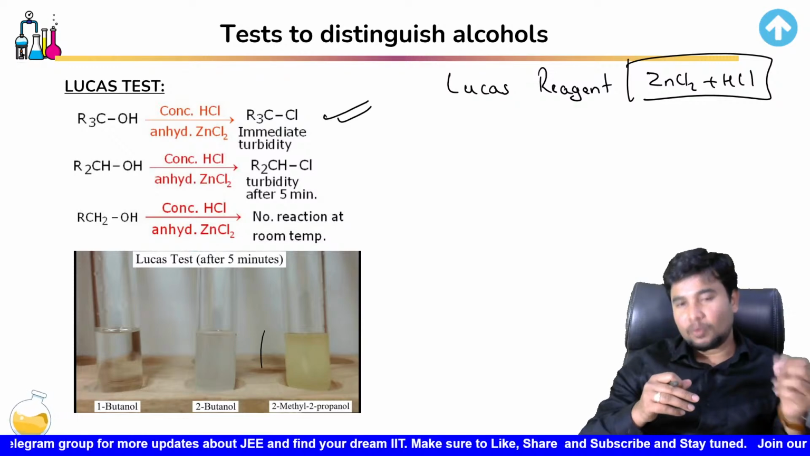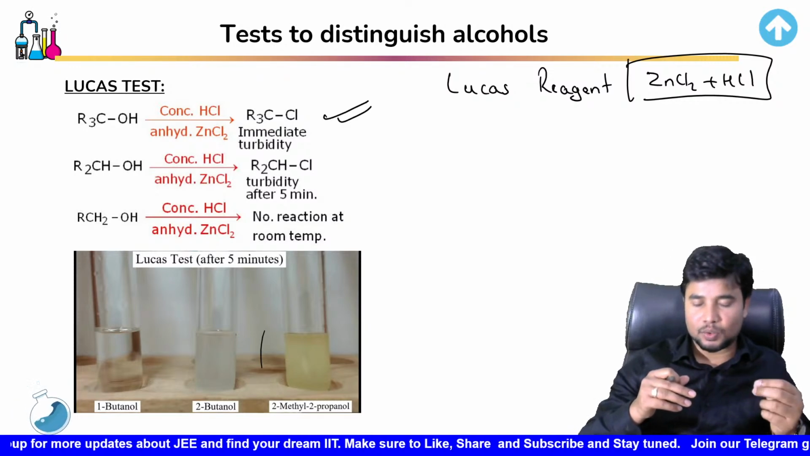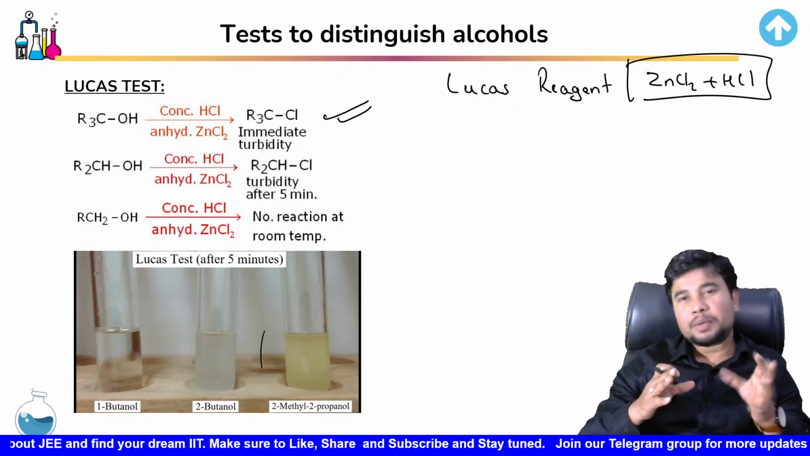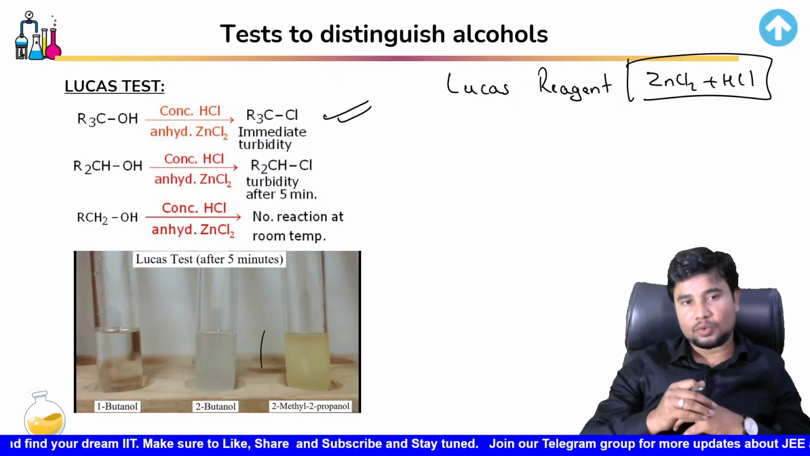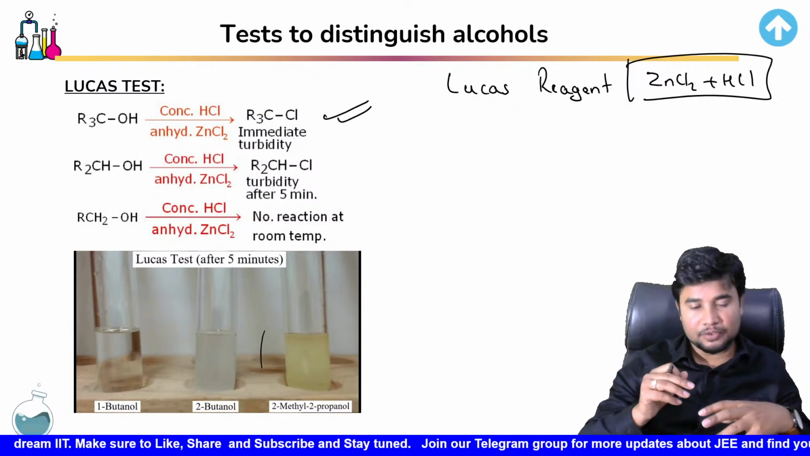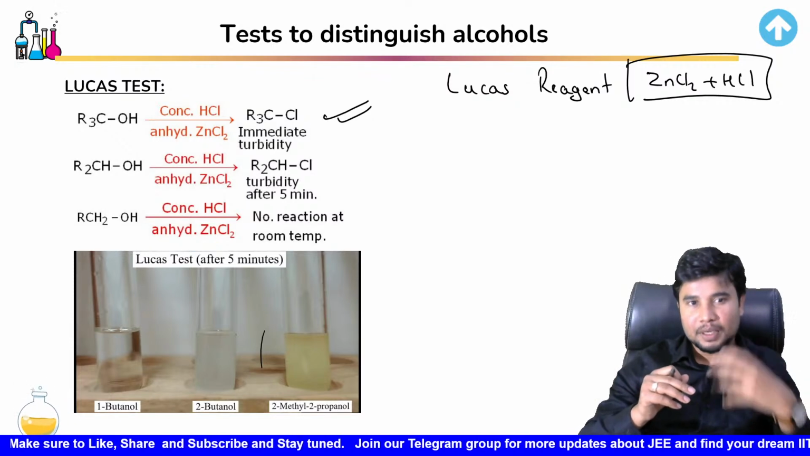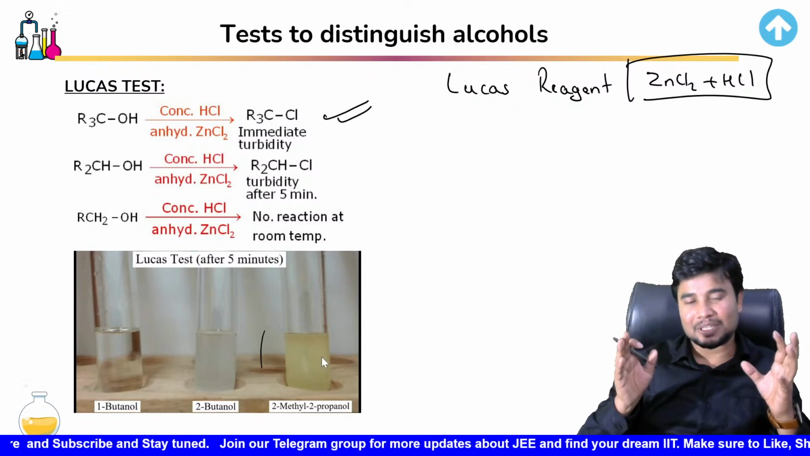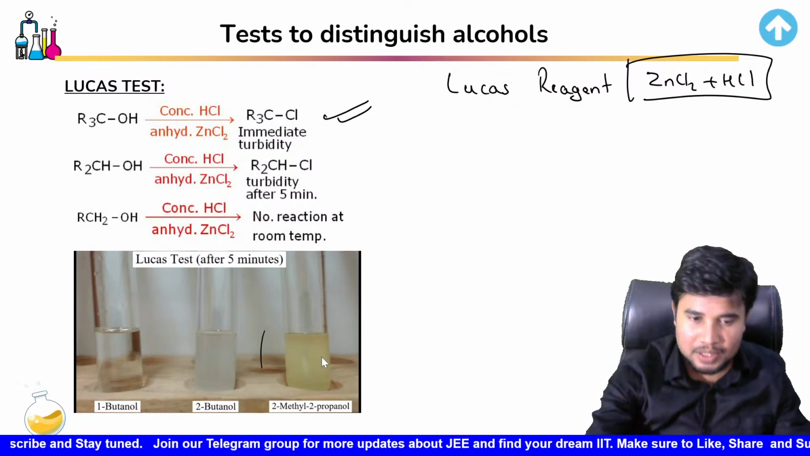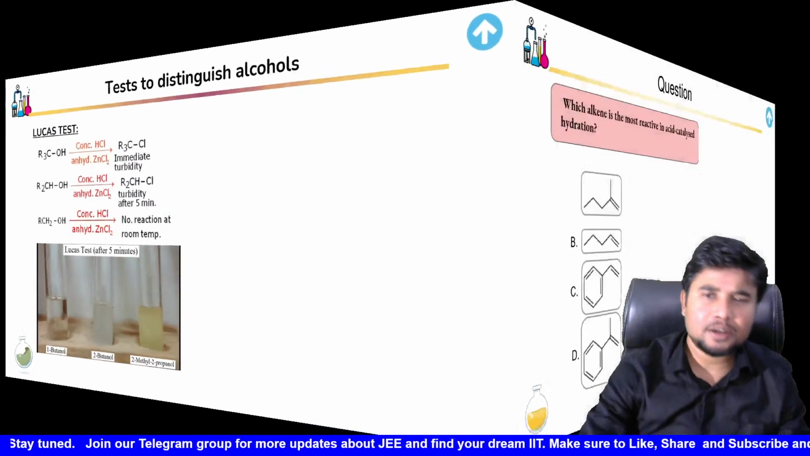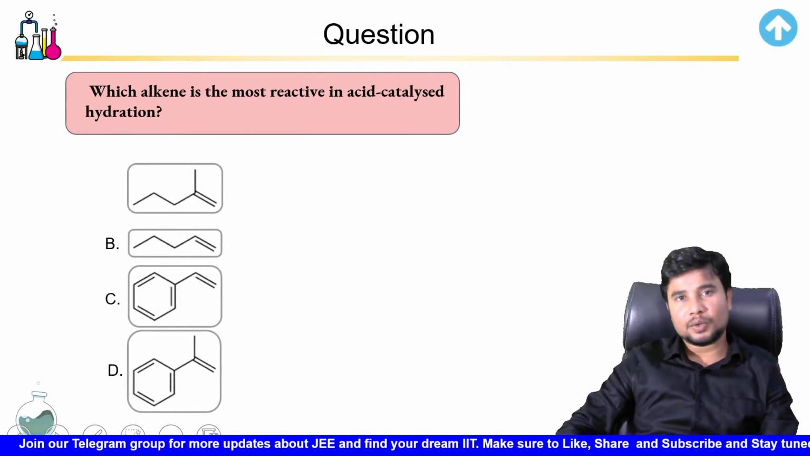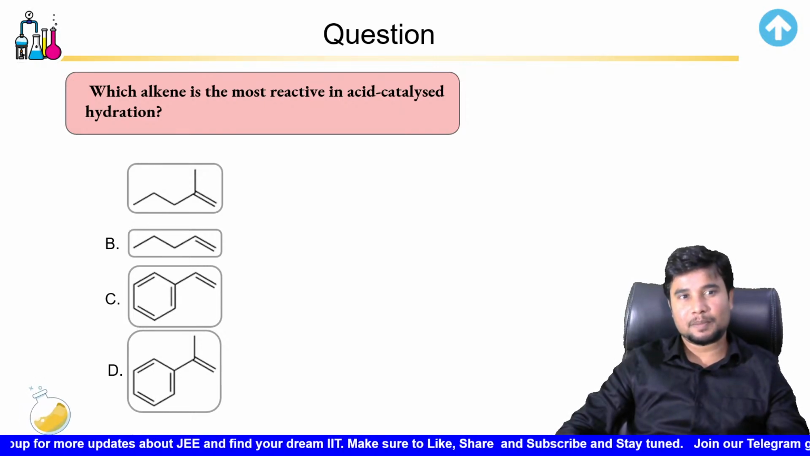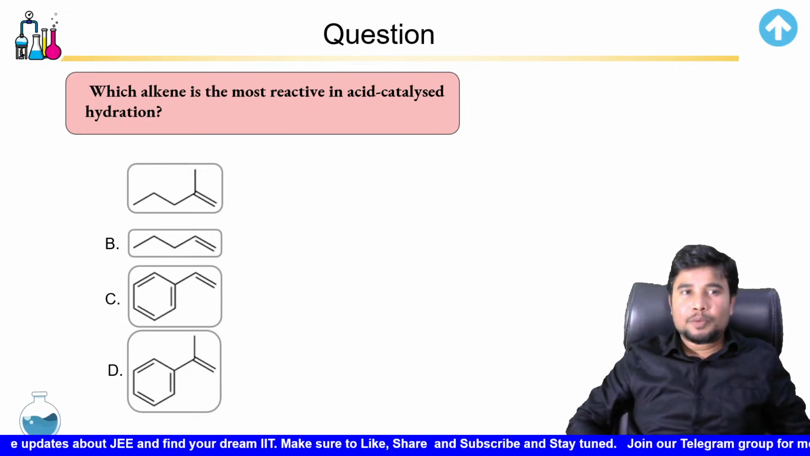Secondary alcohol would react with it, but a little slowly, and would take around 5 minutes. Primary alcohol won't even react at room temperature. So you would need to put in extra effort, maybe by heating it or stirring it well so that it does react, but it would take a long time. With this, people identify which one is going to give a positive or a negative result. I hope you've got the idea.